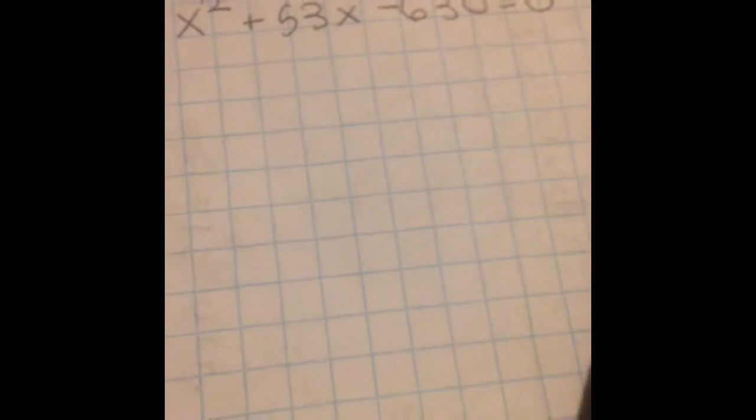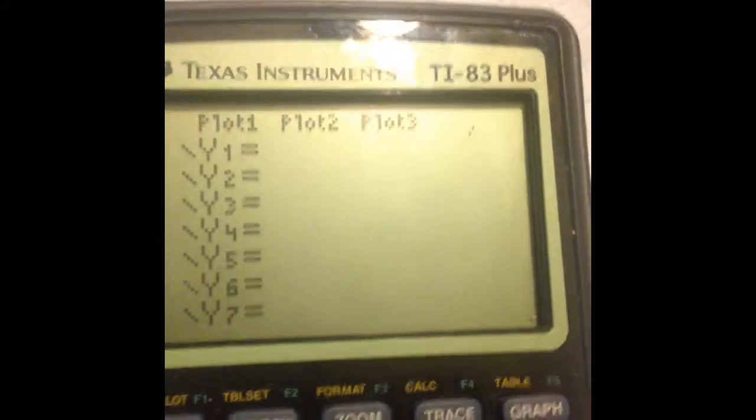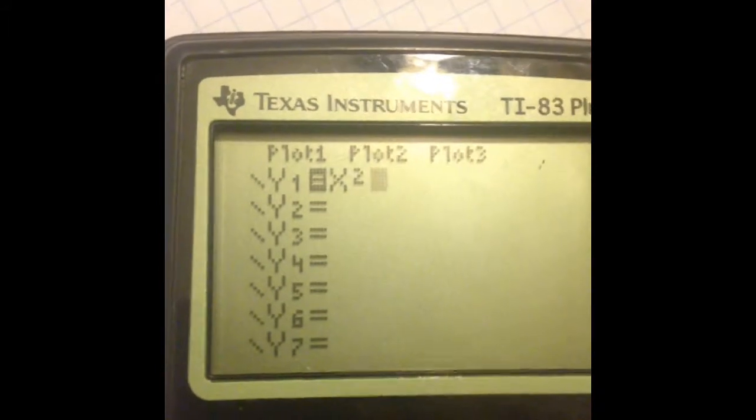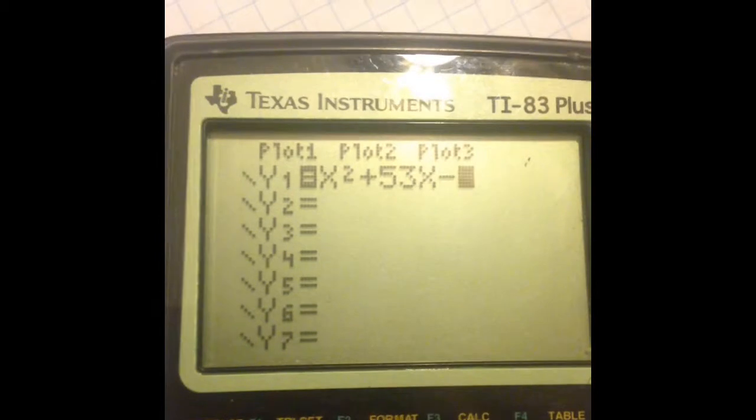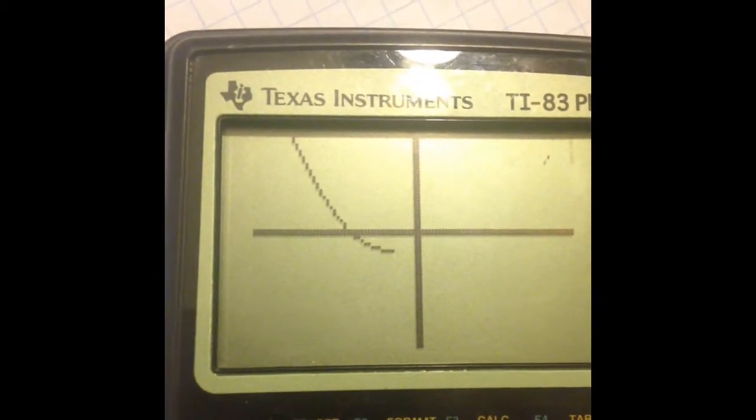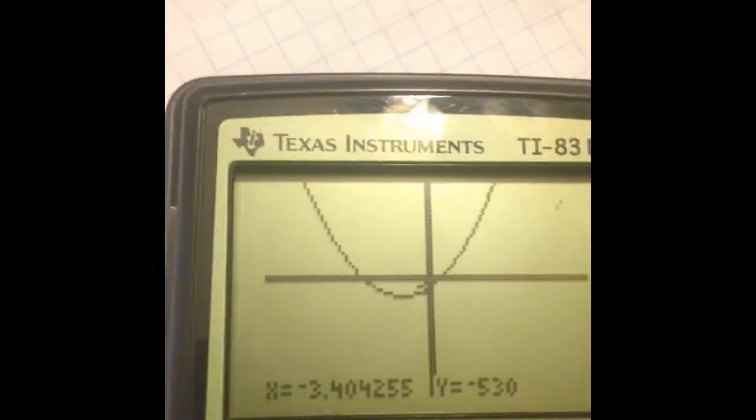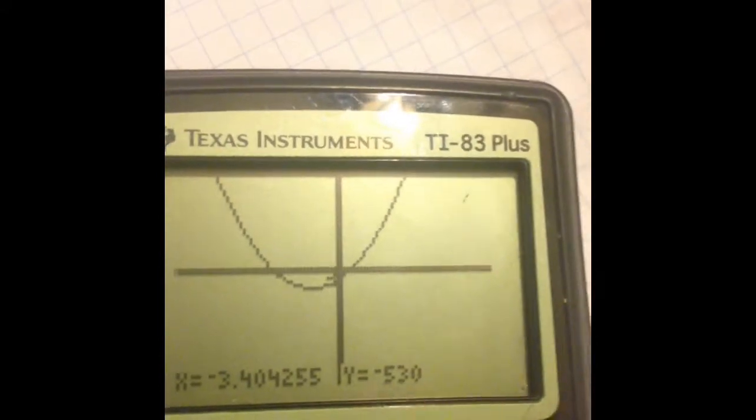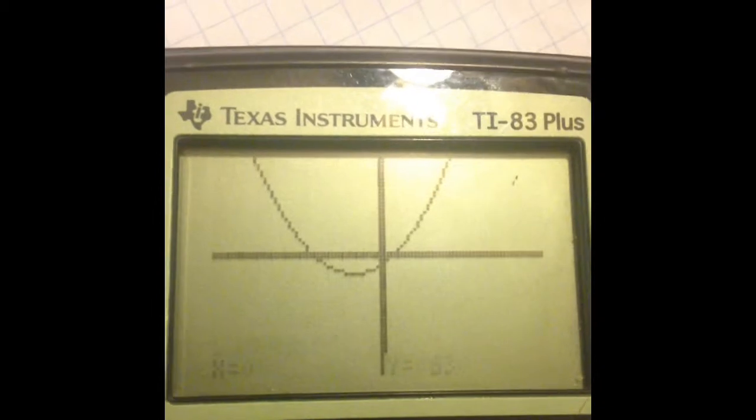In quadratics with graphing, we're going to take our equation in standard form, which is this equation here, and type it into our y equals. So we're going to type in x squared plus 53x minus 630. Then we're going to hit graph, and we're going to get a parabola. At this point, we're going to want to get the 2 points. So we're going to go second, trace, go down to 0.